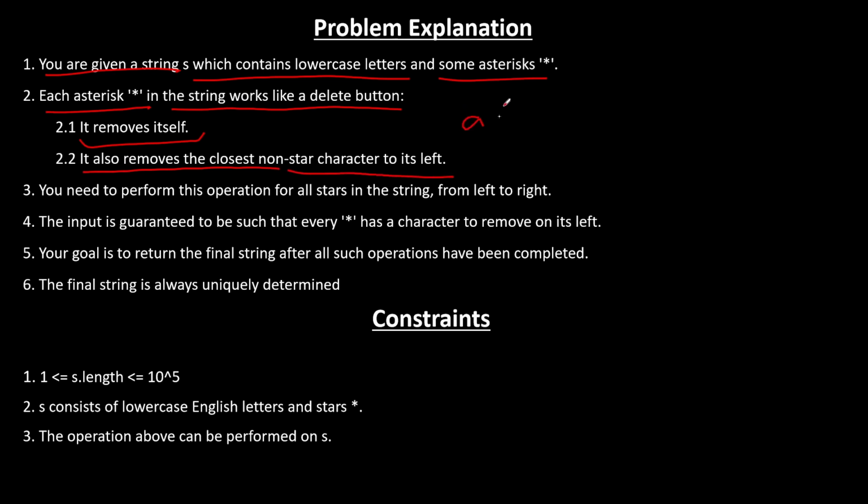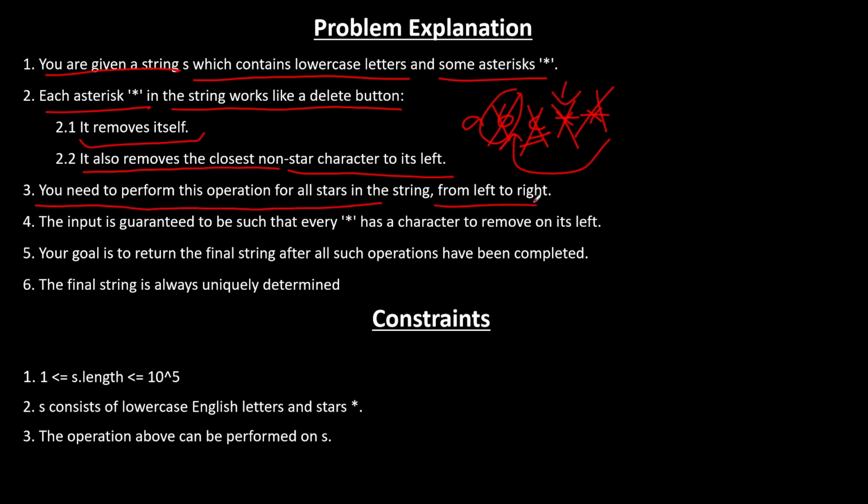Since we have all lowercase letters and we have stars also, each asterisk removes itself. So this removes itself, fine. It also removes the closest non-star character to its left. So this is a non-star character, so it also gets removed. And this removes itself, and then the closest non-star becomes this one, so it gets removed, right? So we need to perform this operation for all stars in the string from left to right.